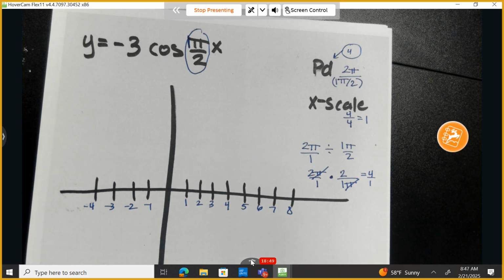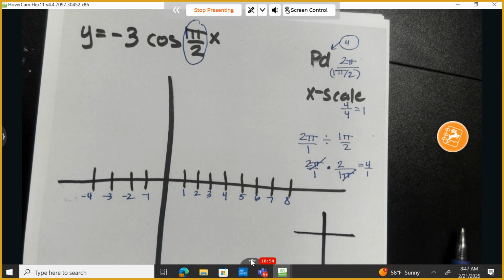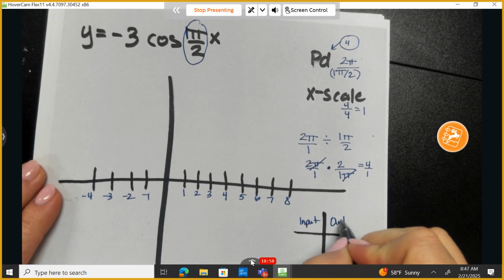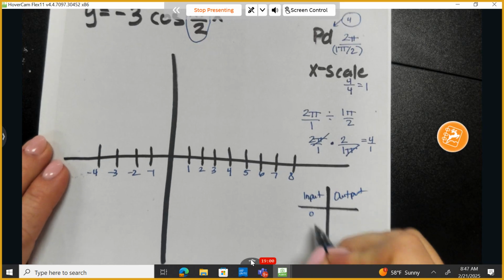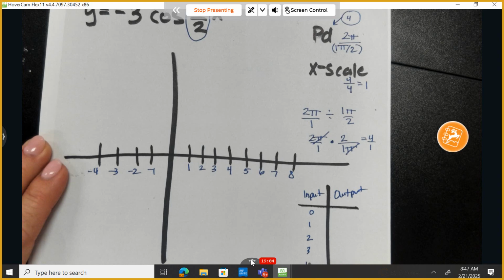Okay, next up, make yourself a chart here. We got inputs and outputs. And I'm going to do steps 0 through 4. 1, 2, 3, 4.